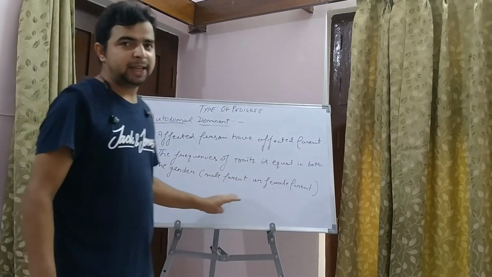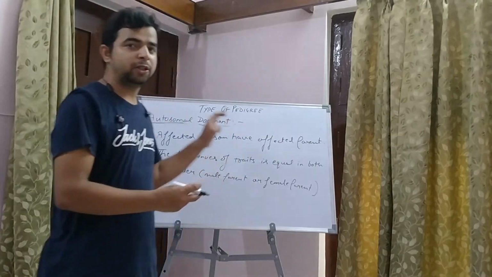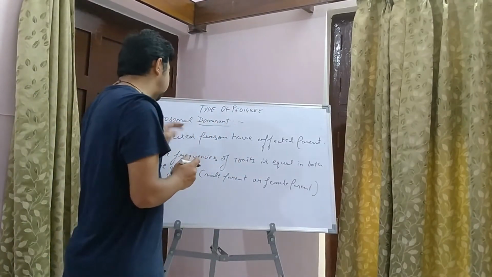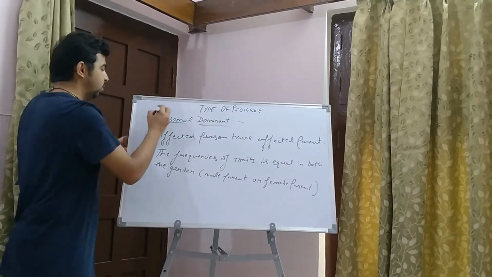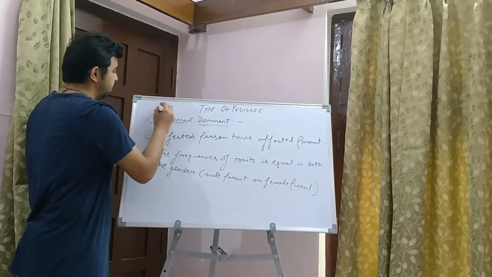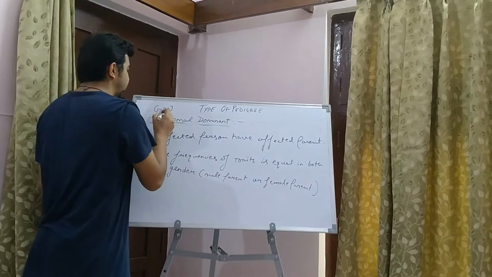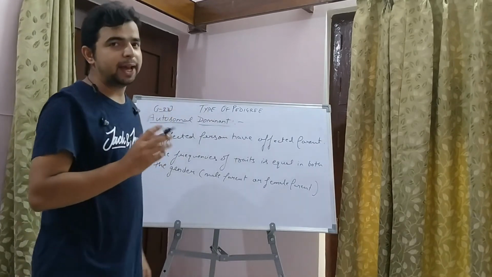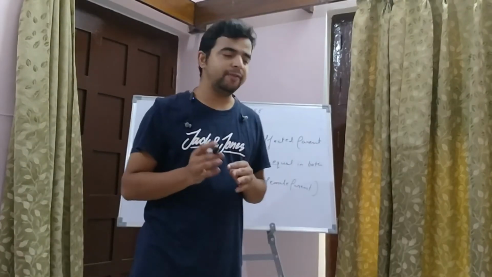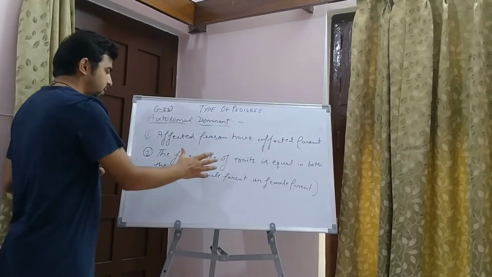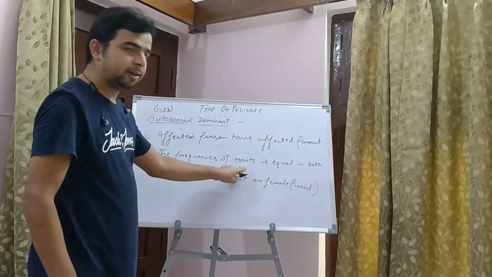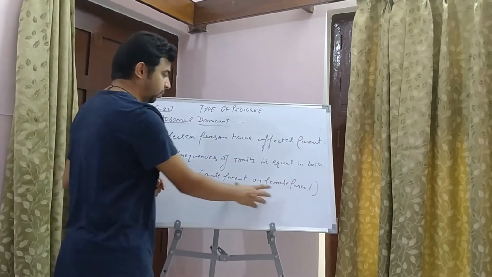Why can both parents have equal frequency for these autosomal dominant traits? Because we know that autosomal chromosomes are those chromosomes from 1 to 22 and they are common in both male and female. So the frequency of traits is equal in both the parents.